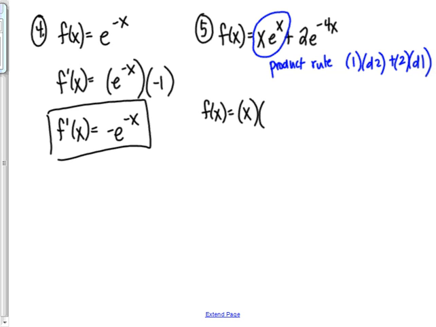So the derivative of e to the x, I told you to just memorize it, is just e to the x. Plus 2, which would be e to the x, times d1. What's the derivative of just plain old x? It would be 1.